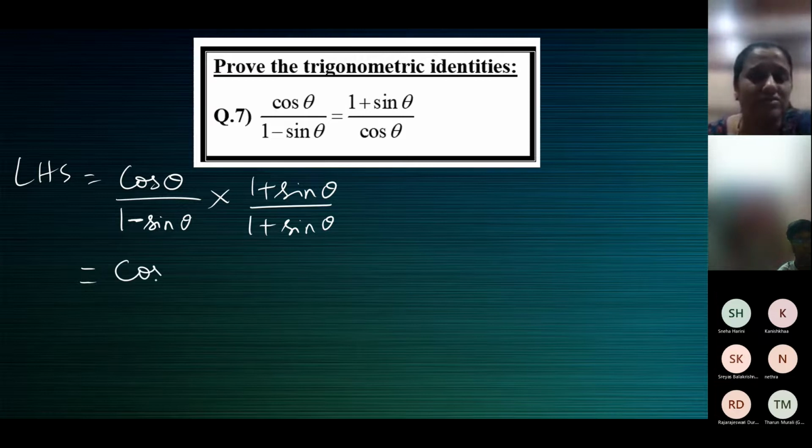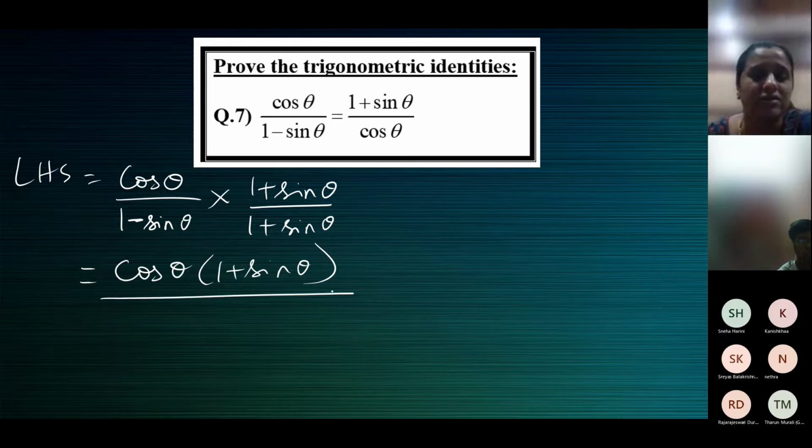Now multiply the numerators, cos theta into 1 plus sine theta. Now a minus b into a plus b is a square minus b square. So 1 minus sine square theta: a square is 1 square, which is 1, minus b square, minus sine square theta. Don't multiply the numerator. Don't open the bracket in the numerator.